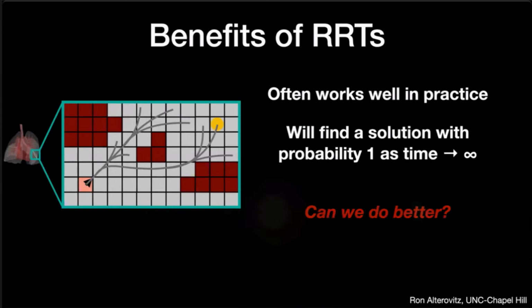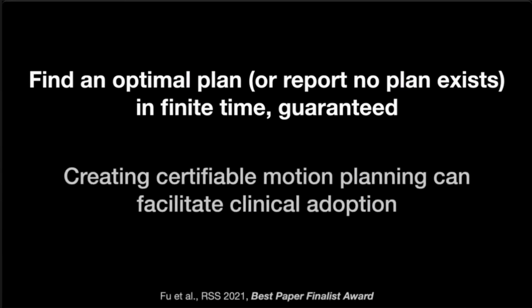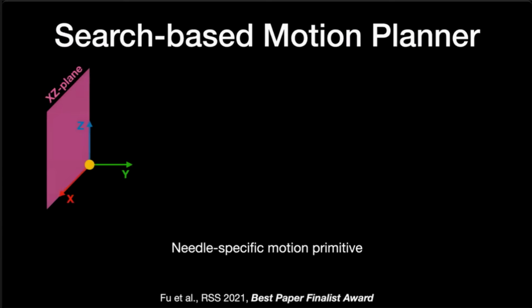And so really we want to know, can we do better? So we ideally would want to find an optimal motion plan in a fixed finite amount of time, guaranteed. So we've been developing methods to essentially create certifiable motion planners, providing certifications and guarantees on motion planner performance, which is important for medical applications in autonomy to be adopted clinically. So how do we achieve this sort of guarantee on performance? So as a step toward this goal, we investigated a search-based approach.